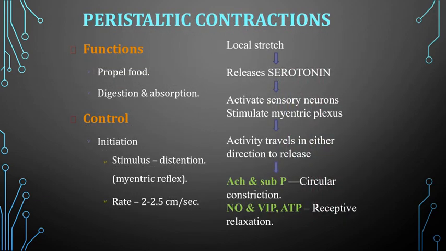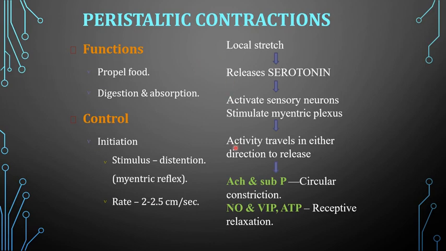So the functions of these peristaltic contractions are propelling food towards the aboral end and the digestion and absorption of the nutrients. And these contractions are controlled by an initiating stimulus. The stimulus for initiation of these contractions is distension of the intestine, by the myenteric reflex, and the rate of movement of these contractions is 2 to 2.5 centimeters per second.